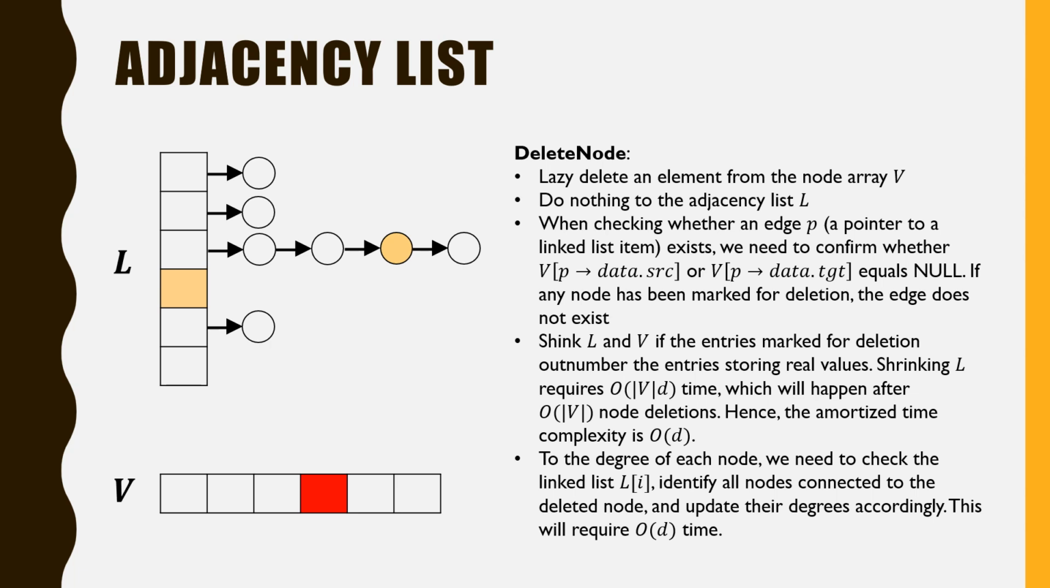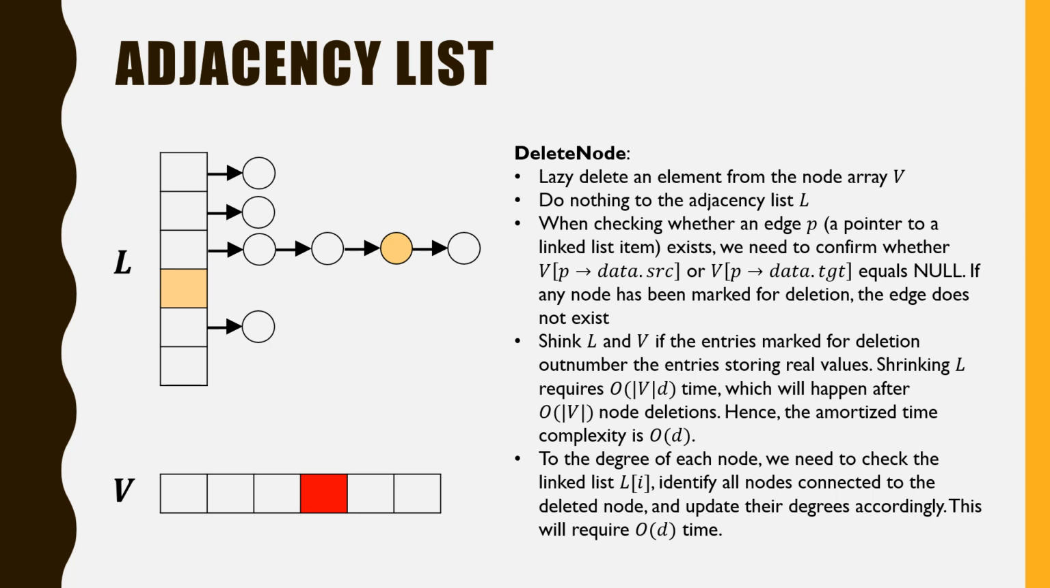When the null entries in V outnumber the valid entries, we shrink both V and L. Shrinking L requires visiting every element, taking O(VD) time, where D is the average node degree. Shrinking V and L occurs after O(V) node deletions. Therefore, the amortized time complexity for delete node is O(D), while in the worst case, it becomes O(VD).